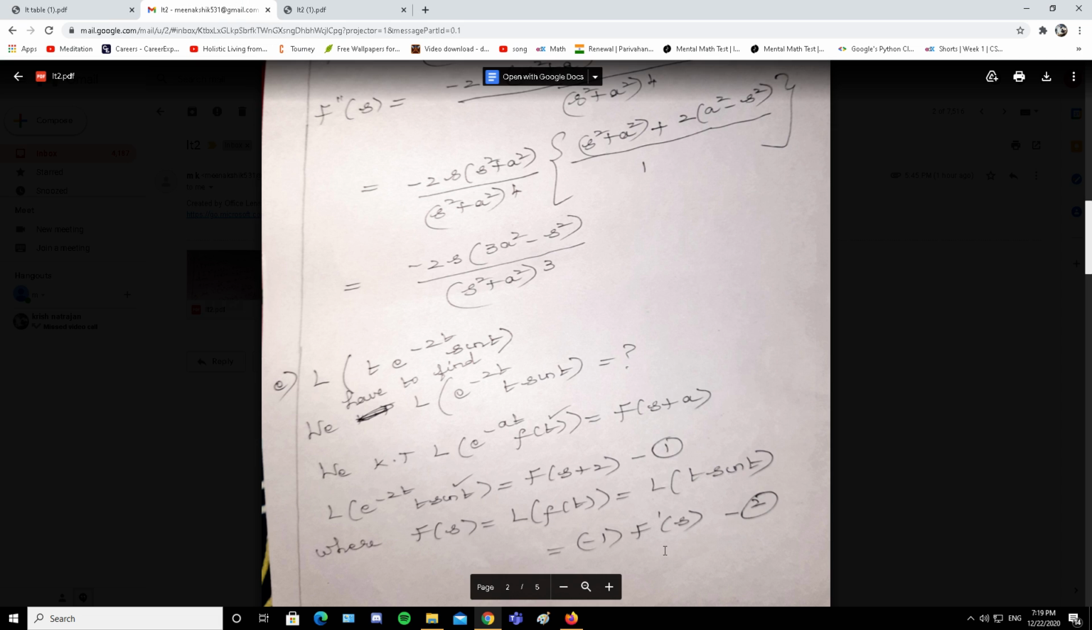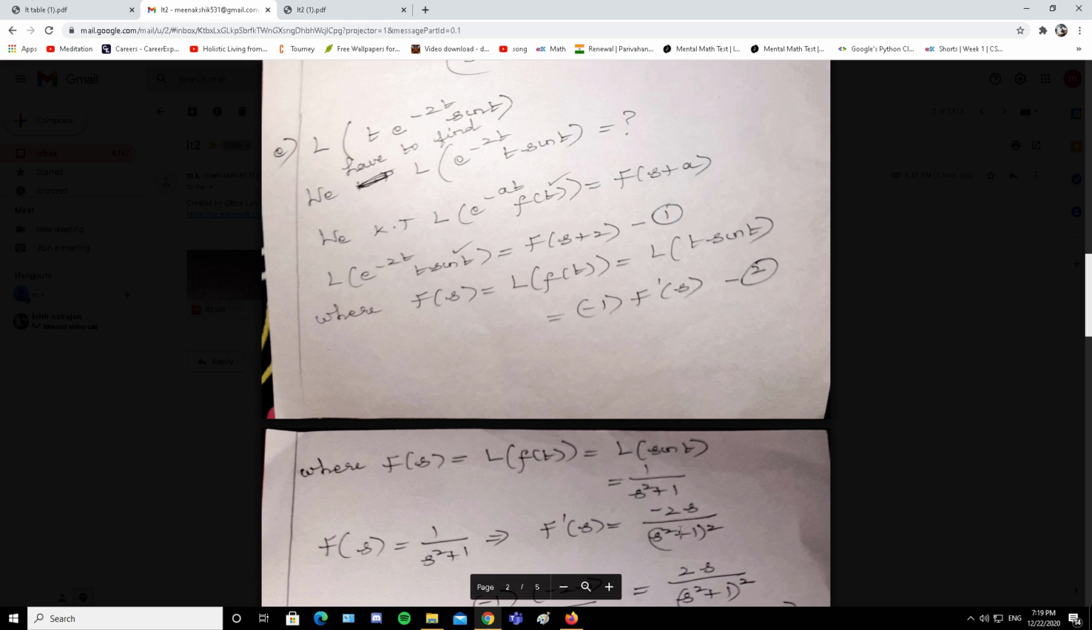So we have to find f dash of s through f of s. What is f of s here? It is L of f of t, where f of t is sin t. What is Laplace of sin t? 1 by s square plus 1. So f of s is 1 by s square plus 1. F dash of s, the first derivative, is minus 2s by s square plus 1 the whole square.